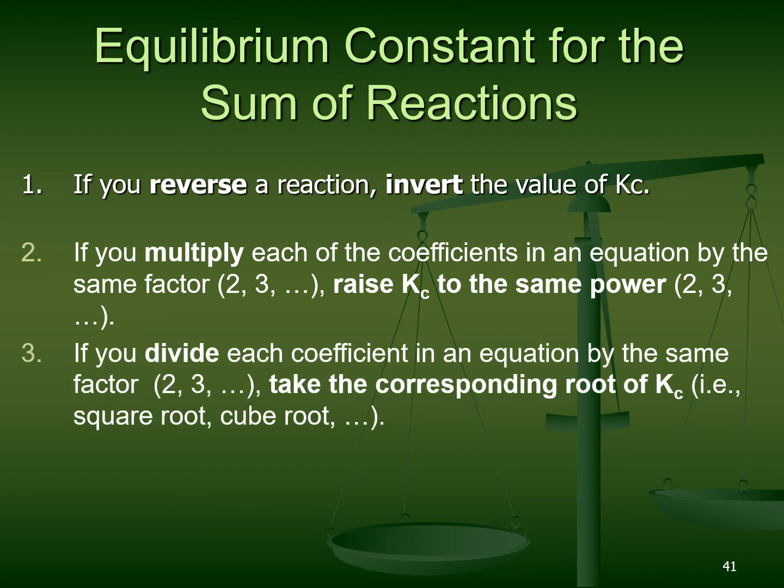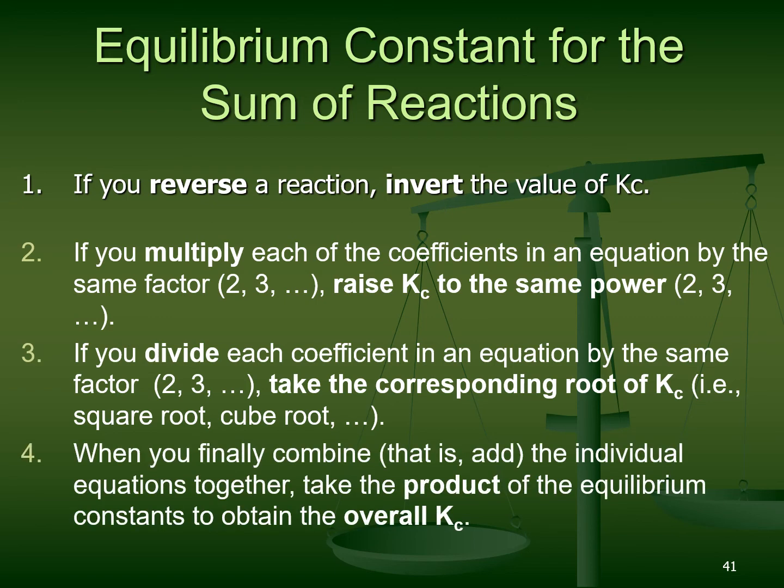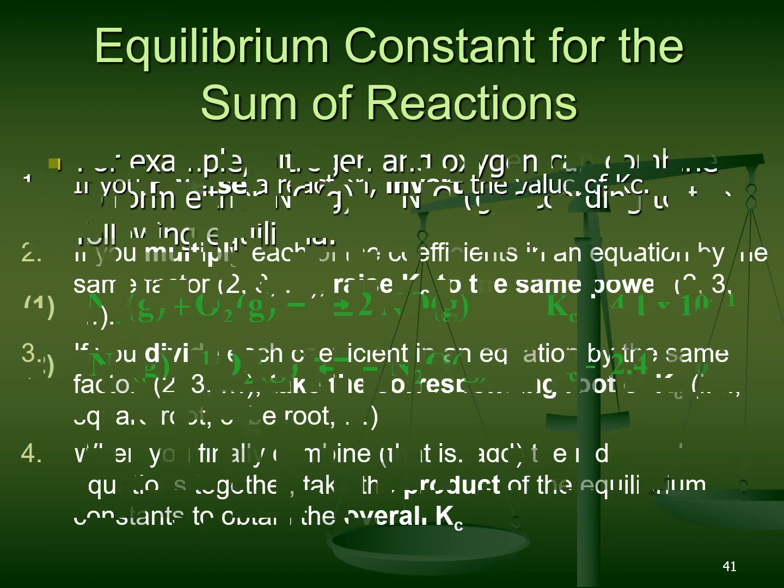If you divide each coefficient by the same number, then you're taking the corresponding root. So if you divide everything by 2, then you're taking the square root of Kc. And then finally, if you add individual equations together, what you have to do is multiply the K values to get the overall Kc. So let's see if we can do an example.